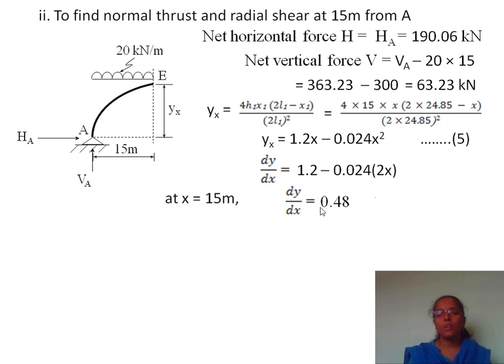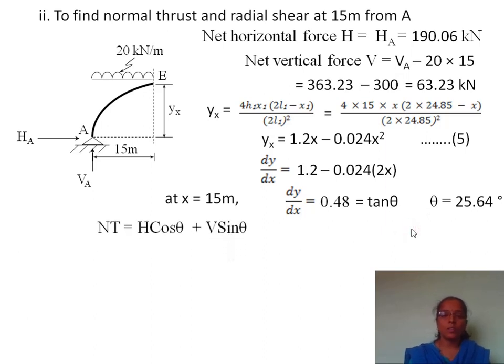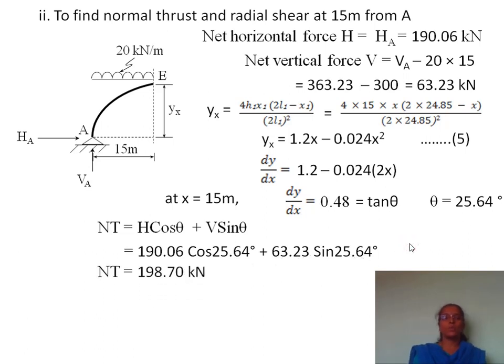But we know that dy by dx is nothing but the slope, that is equal to tan theta, from which we obtain an angle theta of 25.64 degrees. So the angle is 25.64 degrees. Now we can substitute the values of h, v and theta into the normal thrust and radial shear equations. Normal thrust is h cos theta plus v sin theta. So let us substitute the values as 190.06 cos 25.64 plus 63.23 into sin 25.64, which gives a normal thrust of 198.7 kilonewton.